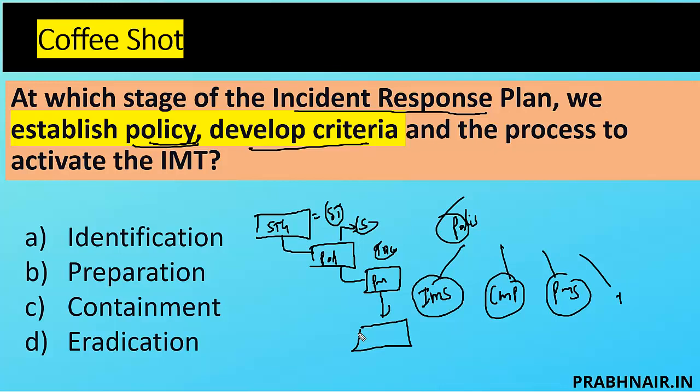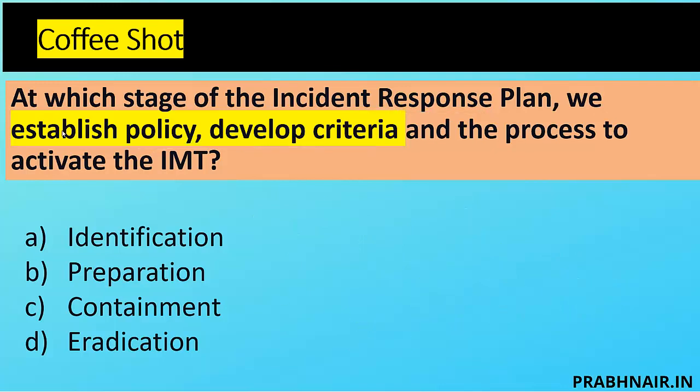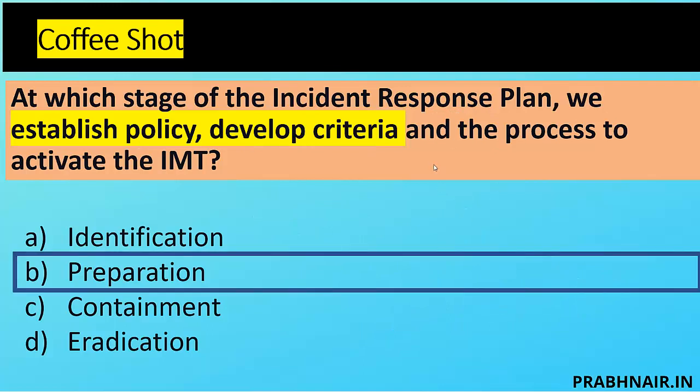So for any kind of system you want to introduce, the first thing we need is a policy, because policy is the foundation for any governance after building a strategy. In this case, the question says develop the policy. That's why the closest option is B, the preparation stage. Is it clear? That's why the answer is B.